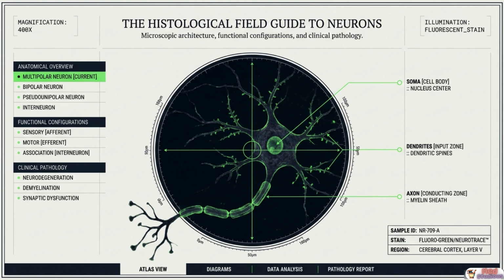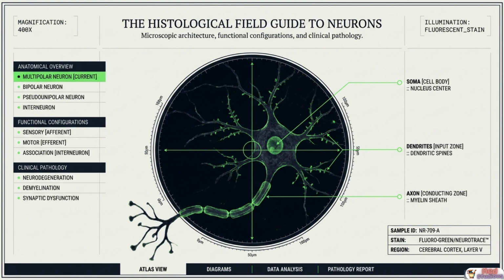Today, we are opening our histological field guide to explore the fundamental building blocks of the human mind, neurons. At a magnification of 400x stained with fluorescent markers, the microscopic architecture of these cells is nothing short of breathtaking. A neuron is not just a simple cell. It is a highly specialized electrochemical processing unit designed to transmit data across vast biological distances in fractions of a second.